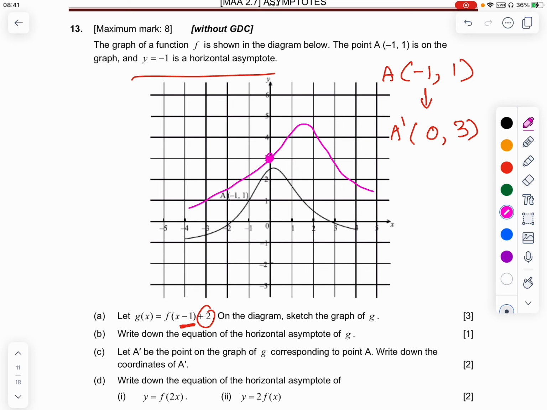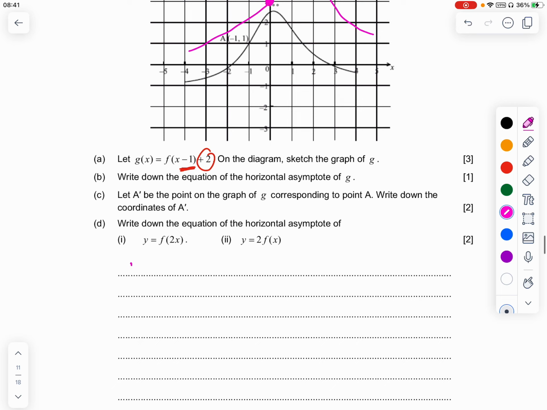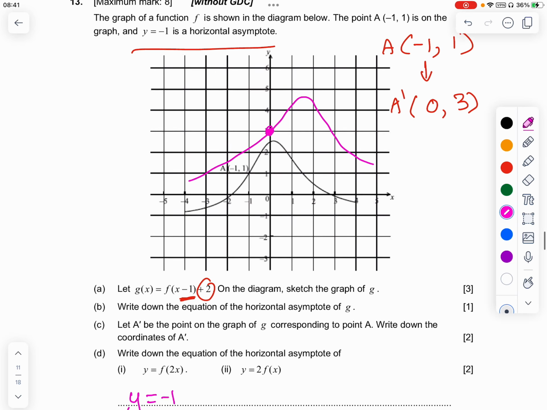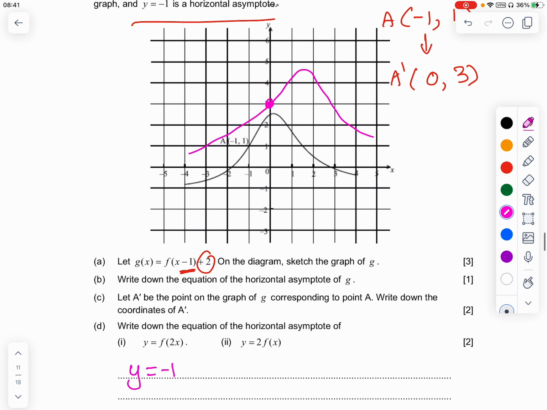Write down the equation of the horizontal asymptote. So basically our horizontal asymptote was minus 1. Now because of the vertical translation of 2 units, it becomes minus 1 plus 2, which is nothing but what? Y equals 1 is going to be my final horizontal asymptote.